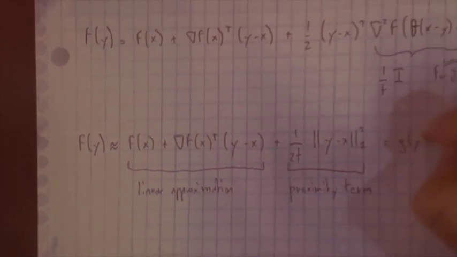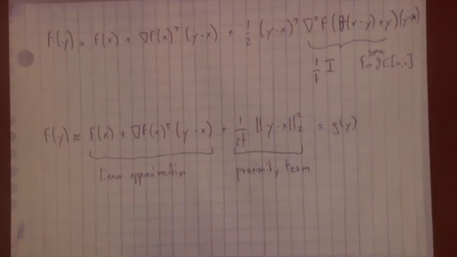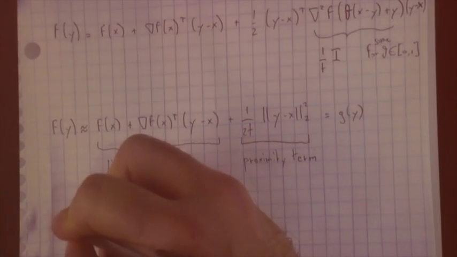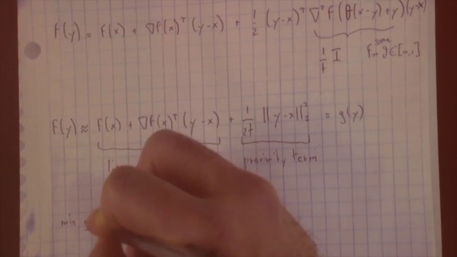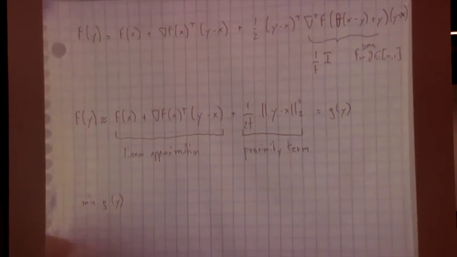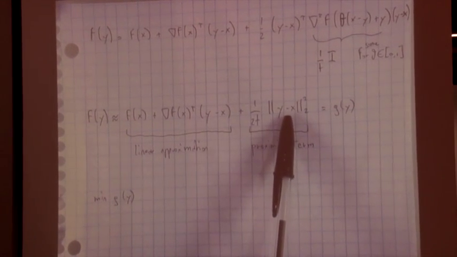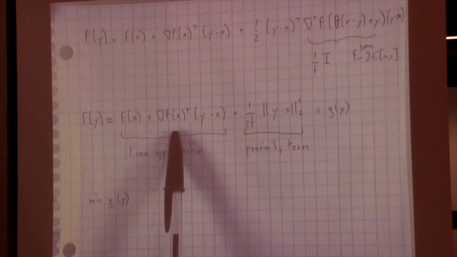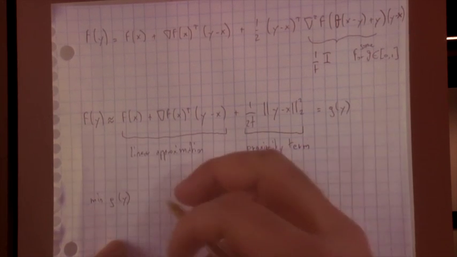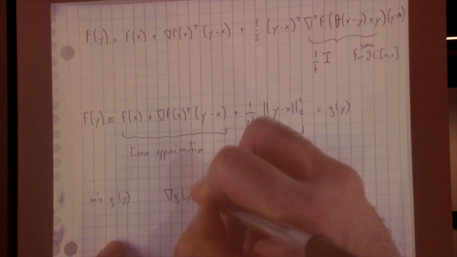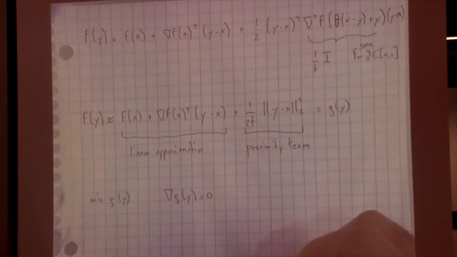Okay, so now if you look at this new function, let's call it g of y. Now I want to see where to optimally go, so I need to minimize g of y. Notice that it's a convex function. It's just the sum of a quadratic function of y plus a linear function. So to do that, I need to set the gradient of g of y to be 0.